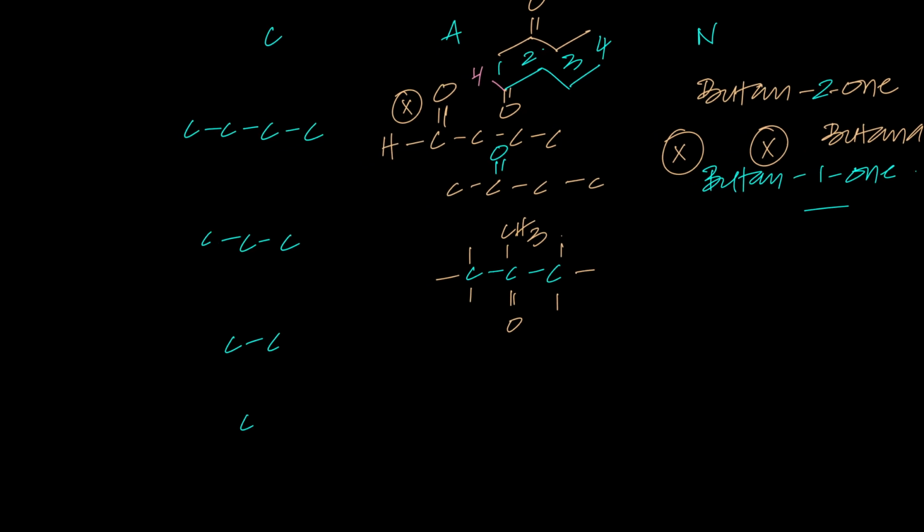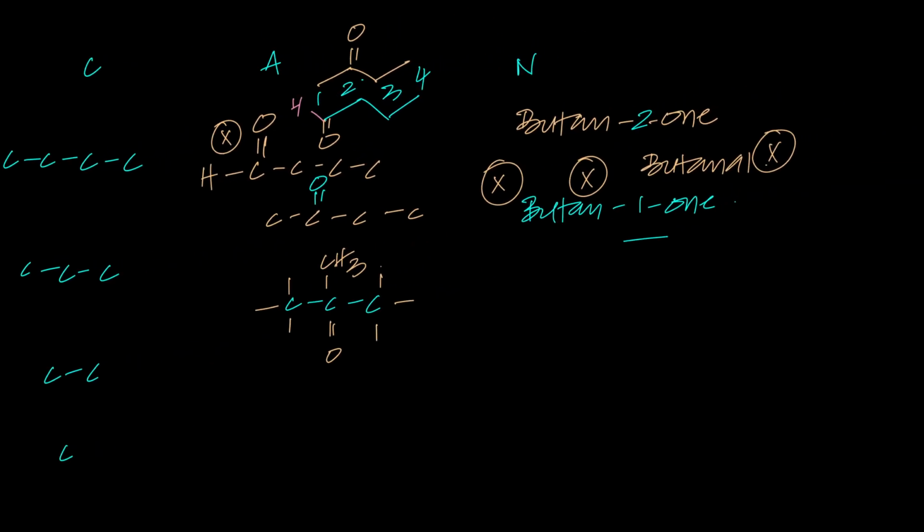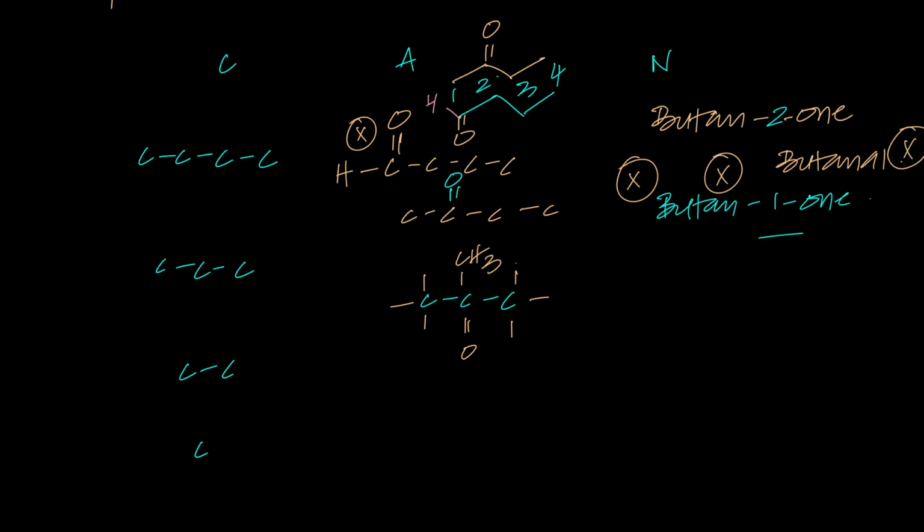Right? So, remember, these are isomers. But this is not butan-1-one. There's no such thing as butan-1-one. It's butanal. They are isomers of each other. But remember, we ignore functional group isomers for the examiner. So, we ignore the functional group isomers for the examiner.